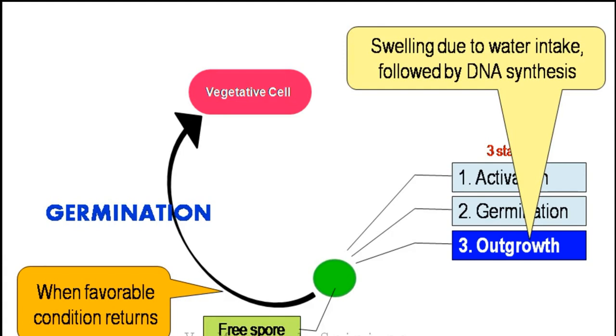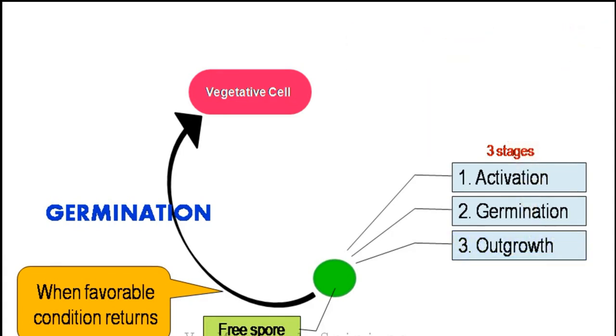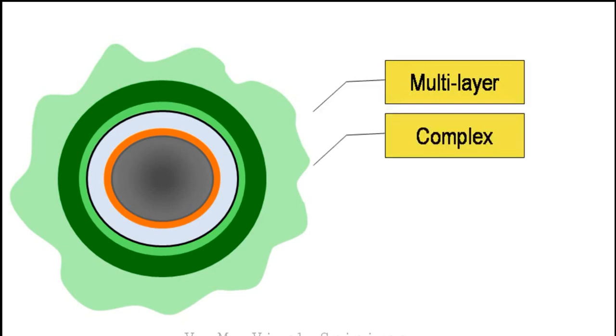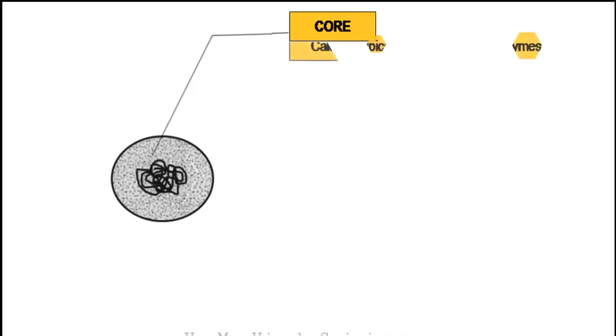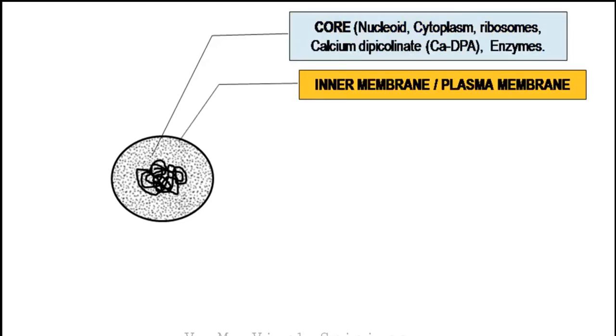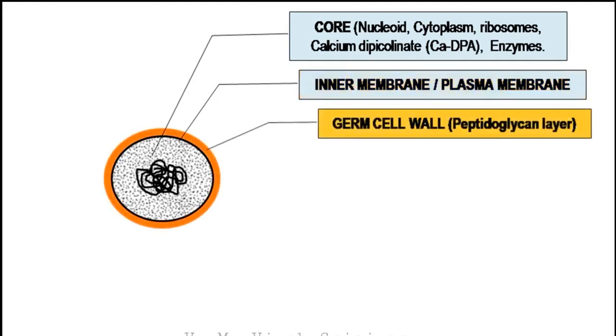The endospore is a multi-layered and complex structure. The innermost part is called the core. The core contains the nucleoid, that is, the bacterial DNA, then the cytoplasm, ribosomes, and importantly, the calcium dipicholinic acid and the enzymes. This core is surrounded by the inner membrane, or the plasma membrane. This, in turn, is surrounded by the germ cell wall, which is rich in peptidoglycan. Then, the modified peptidoglycan layer, called the cortex, surrounds the germ cell wall. The cortex is surrounded by the outer membrane.